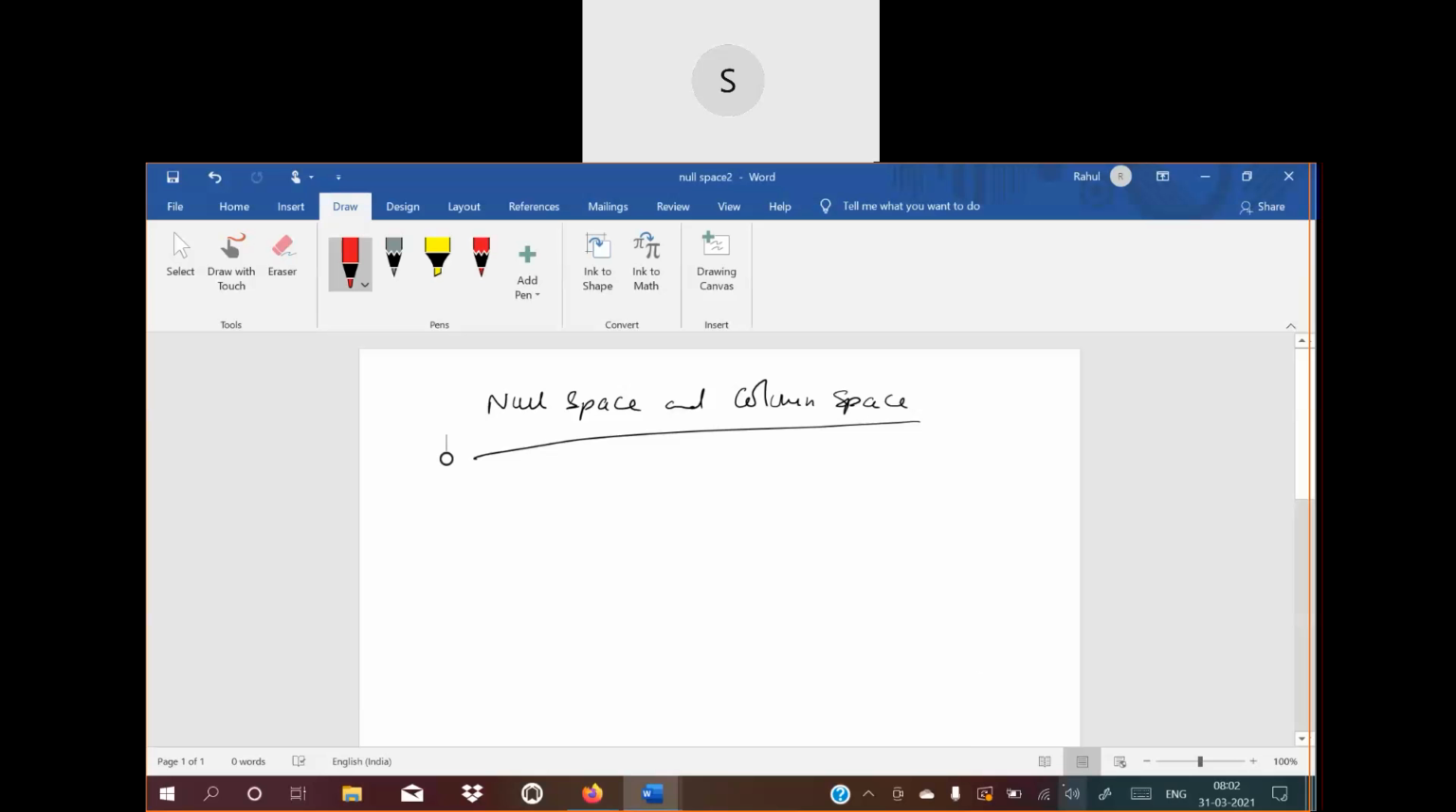Last class we started with null space and column space, right? So we started with row echelon form. What is row echelon form? This whole thing will depend on these two things: row echelon form and reduced row echelon form.